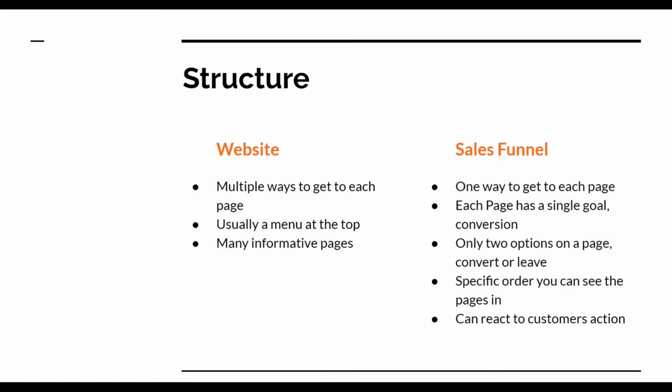Also, there is a specific order you see the pages of a sales funnel in. First, you're going to see probably a squeeze page where they collect an email address. Then you go to the sales page. Then you go to the upsell, maybe a downsell. But it's a very specific order. You can't just go through the pages willy-nilly. You have to go in a very structured order from start to finish.